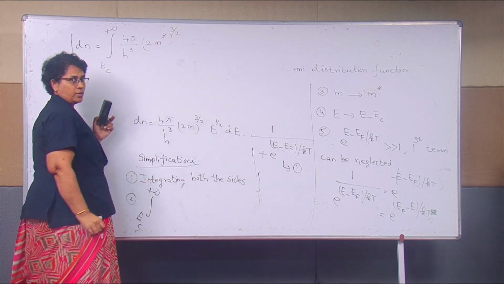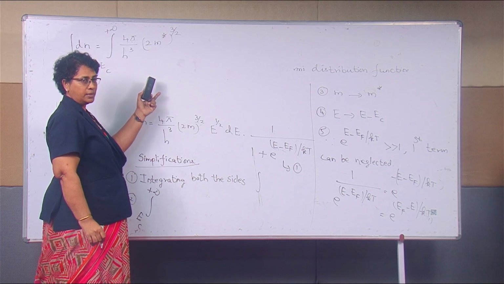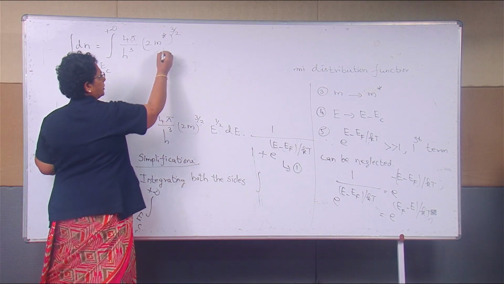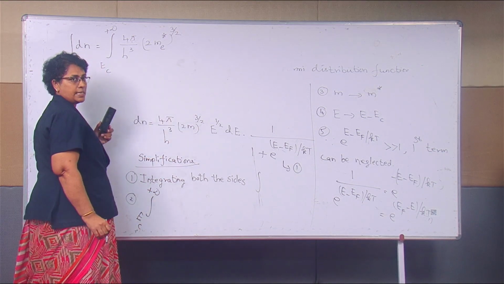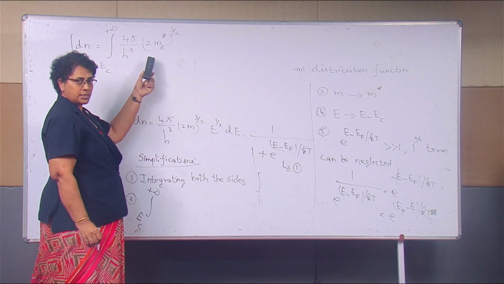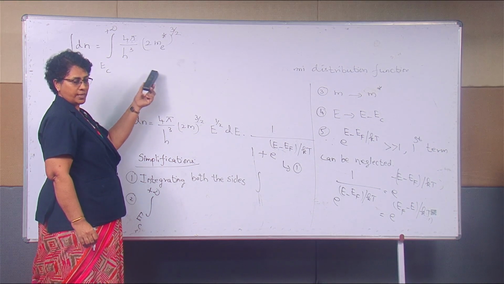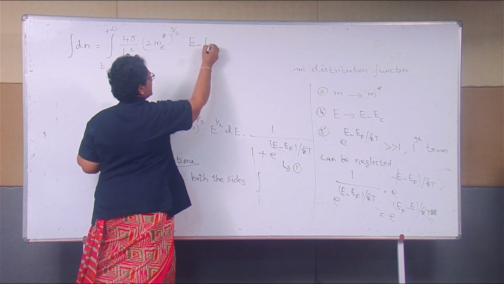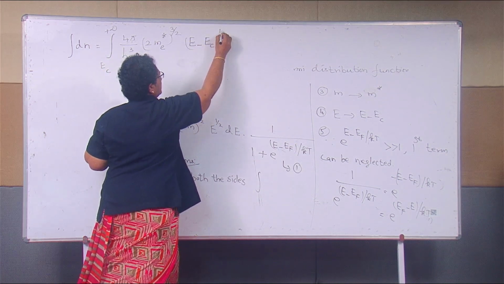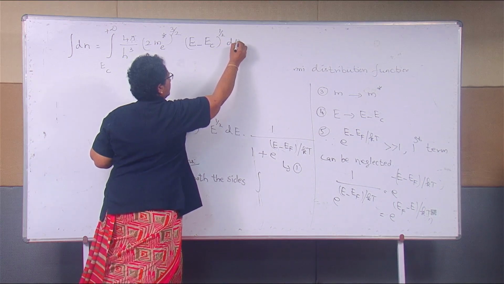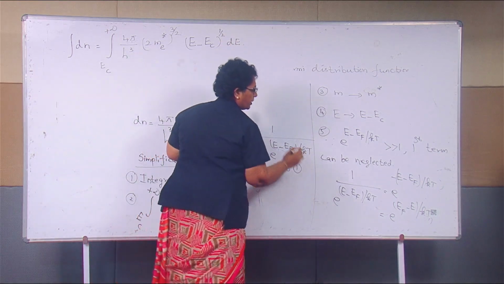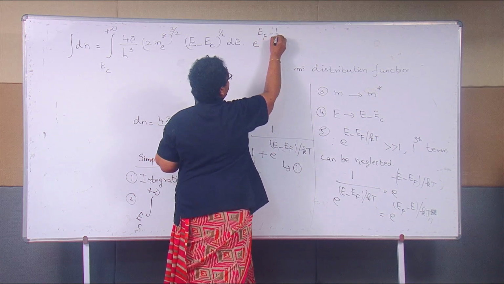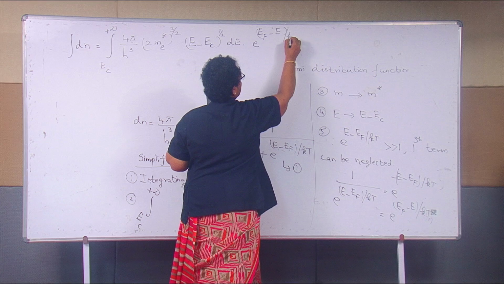So here, since we are concentrating electrons in conduction band, the similar mass will be for holes in valence band. So in order to differentiate that, we can have the suffix as e here. If it is electrons, it is e. Holes means it will be h. Now this E becomes E minus EC to the power half into dE into e to the power of EF minus E by kT.